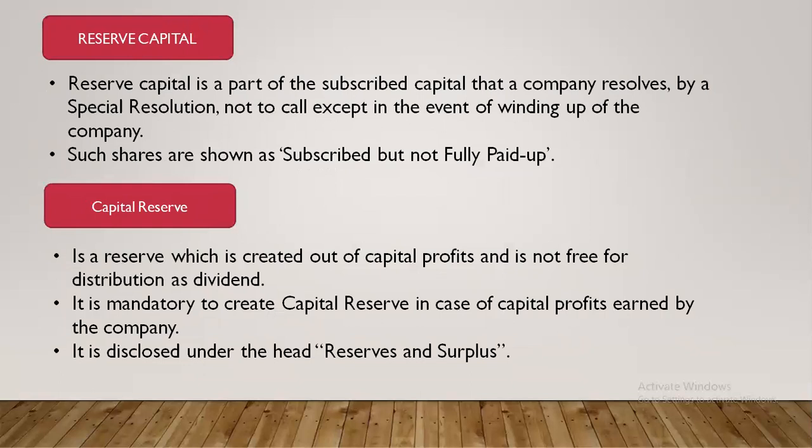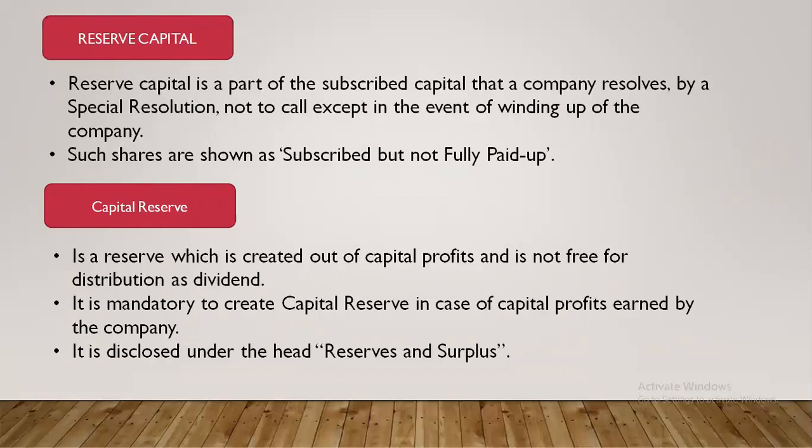Now, reserve capital. Reserve capital is a part of subscribed capital that a company resolves by a special resolution not to call except in the event of winding up of the company. Such shares are shown as subscribed but not fully paid up.